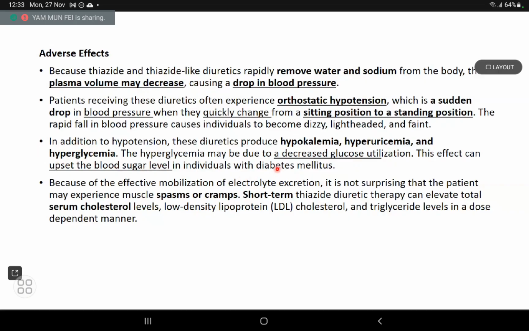So why hyperglycemia? Because the drug is able to decrease your glucose utilization. That's why it will upset your glucose level, especially in those who are diabetic. Bear in mind, those who are diabetic: previously, before you used this drug, maybe your blood glucose was controlled very well. Once you use this drug for a certain period, you may find that your glucose might not be controlled and is elevated a little bit because the effect comes from the drug. Once you stop, of course, the normal condition will come back.